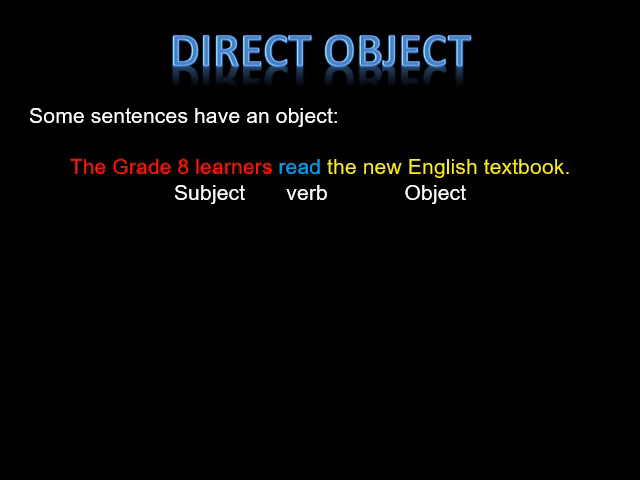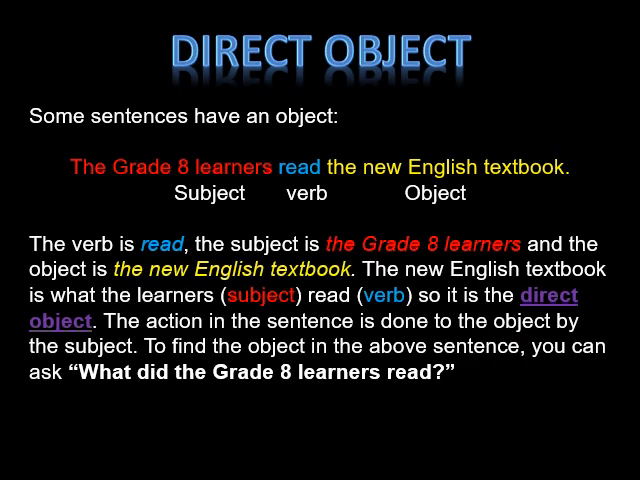Right, so let's have a look at the sentence. Again, if I were to analyze the sentence, I would first look for the verb. And so I'll find that it's read, depending which tense you've taken. And then I will ask who or what read the new English textbook. And my answer is the grade 8 learners. So that will be the subject. And then I could ask the grade 8 learners read who or what? They read the new English textbook. So that is the object.